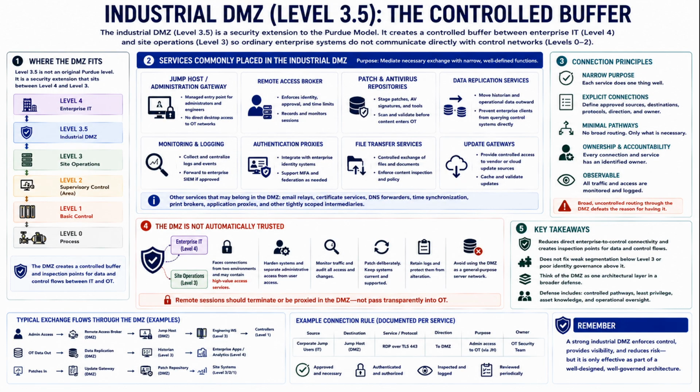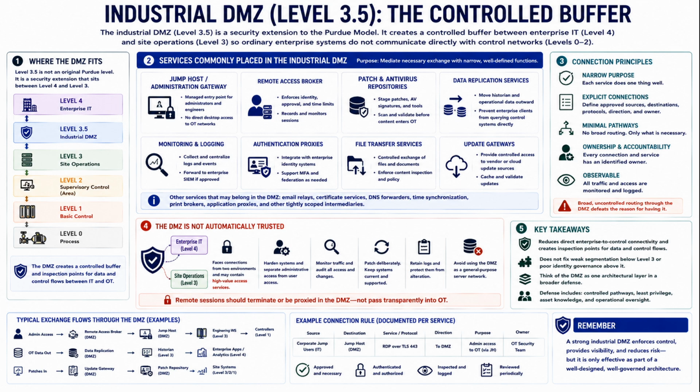The industrial DMZ is commonly described as Level 3.5. It is a security extension to the traditional Purdue discussion, not an original numbered level. Its purpose is to create a controlled buffer between enterprise IT and site operations, so ordinary enterprise systems do not communicate directly with control networks.